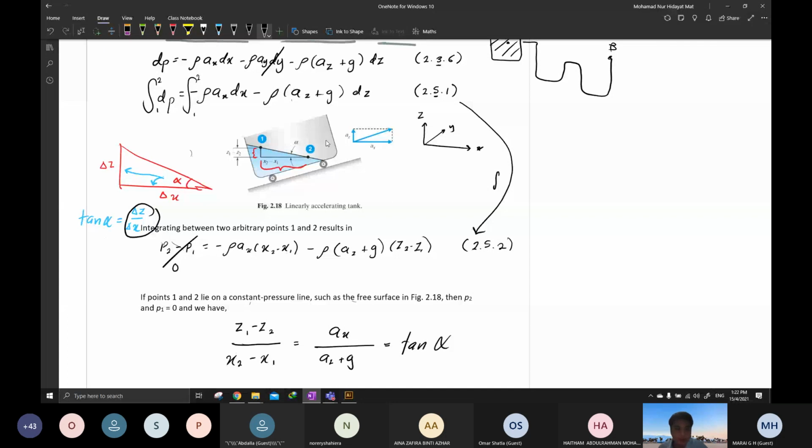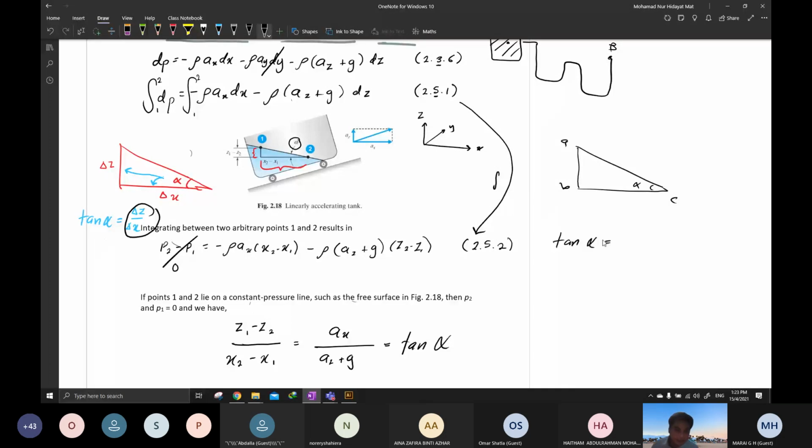Can you see where alpha is? Can you see now? This is alpha. So this is our equation, simple: z1 minus z2 over x2 minus x1. For those who find it difficult to remember, I will give you one tip. Let's say this is A, this is B, and this is C. This is alpha. How do we get tangent alpha?